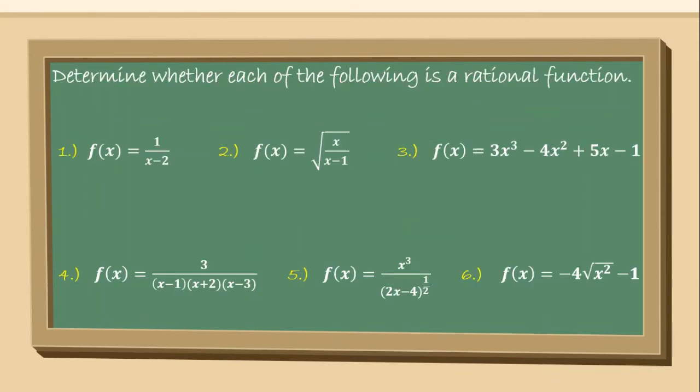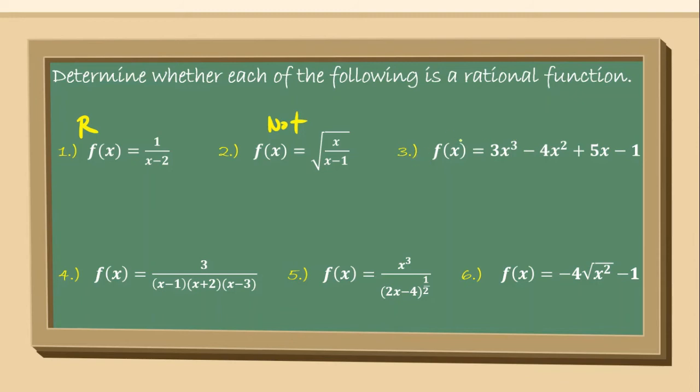Let us determine whether each of the following is a rational function. Number 1, f of x is equal to 1 over x minus 2. So this is a rational expression. It is in the form of a fraction. Number 2, f of x is equal to the square root of x all over x minus 1. We have here the radical sign, so this is not a rational function.